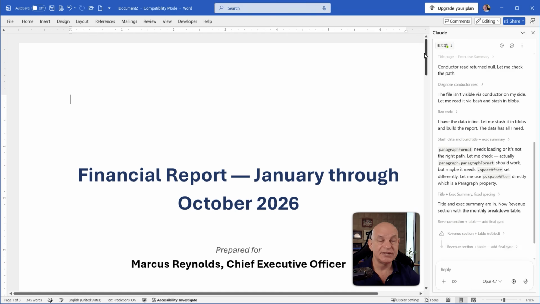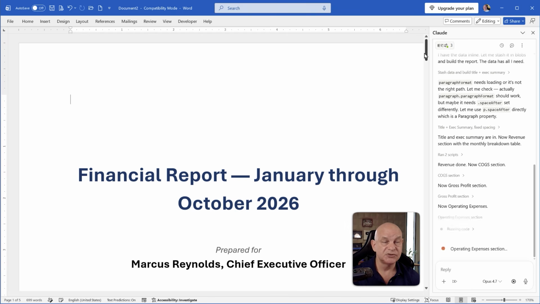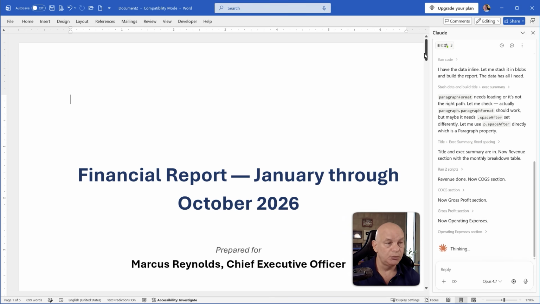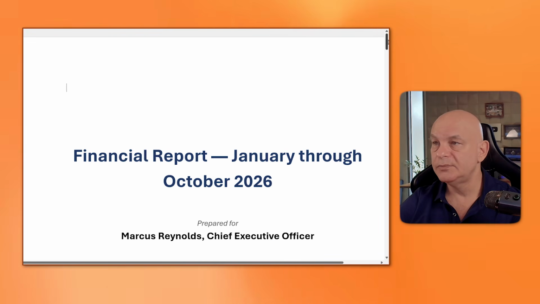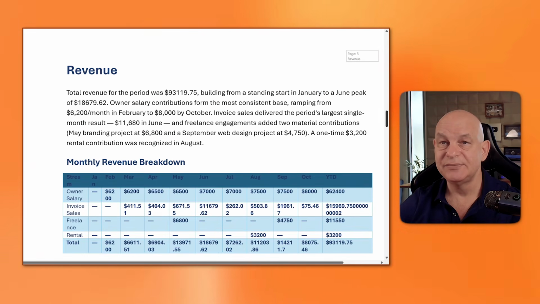We'll take a look at it when it's done. All right, so it's adding in the revenue, gross profit, operating expenses. So now it's into a detailed Word report. Let's see what it's created so far. We've got key highlights. We've got information and tables inside there.